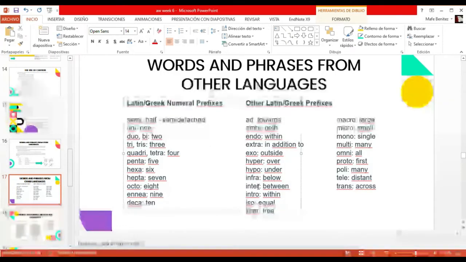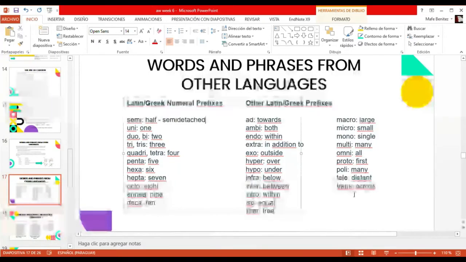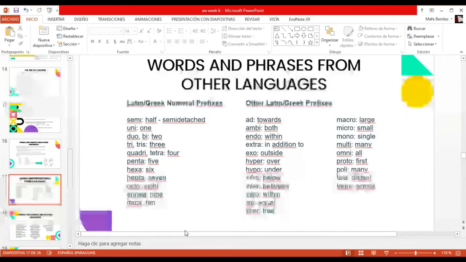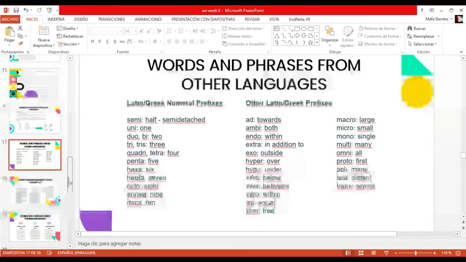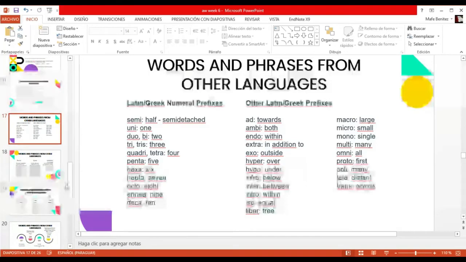Infra, below, inter, between, intro, within, iso, equal, liber, free. We got macro, micro, mono, multi, omni, proto, poly, tele, and trans. Okay, it is very useful to know about these prefixes. And this is going to be on the test, so study.